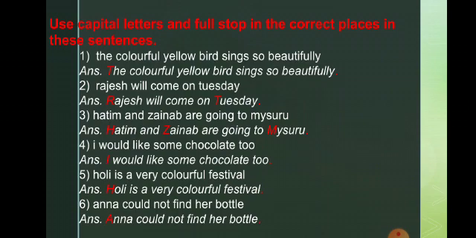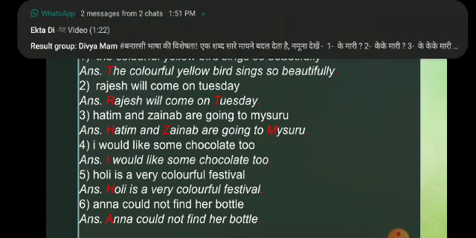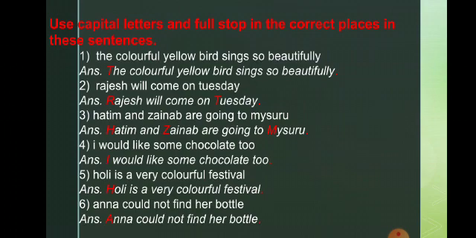Last one, Anna could not find her bottle. Here A will be capital because it is in the beginning of the sentence and it is the name of a person. And after bottle, at the end of the sentence, we'll put full stop.